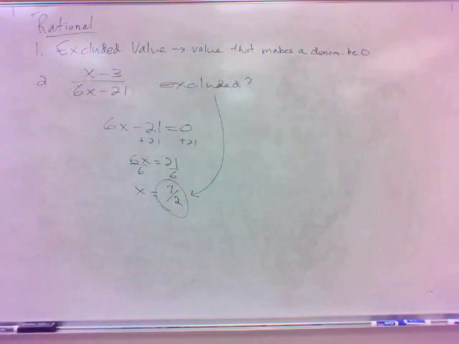That would be excluded, 7 halves. Now, what about the 3? 3 would make the top be 0. Is the top equals 0 bad? Top equals 0 is not bad. It's okay to have the top be 0. So 3 would be okay. X is 3 would make the top 0. The bottom, though, would not be 0, so that would be okay. It's just that if it's 7 halves, that denominator is going to be 0, and that's what you don't want. So 7 halves is the one and only excluded value. All right?